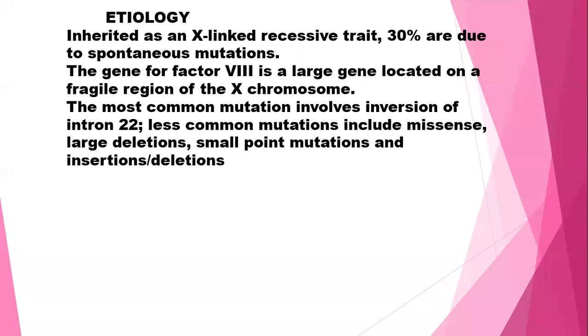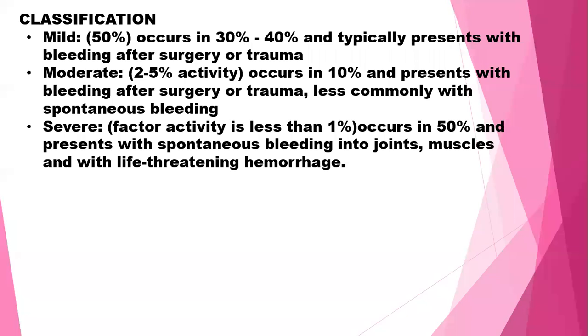clotting mechanisms. Etiology: inherited as an X-linked recessive trait, 30% are due to spontaneous mutations. The gene for factor VIII is a large gene which is located on the fragile region of the X chromosome. The most common mutation involves inversion of intron 22. Less common mutations are missense mutations, large deletions, small point mutations, and insertions and deletions.